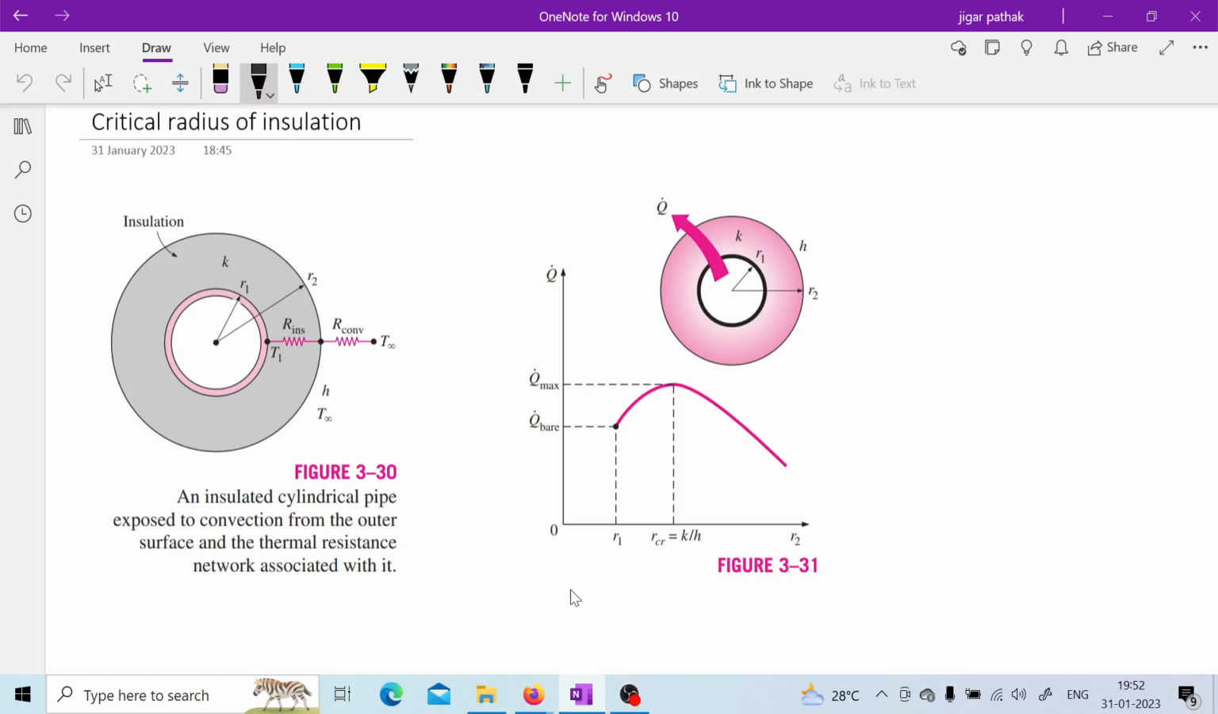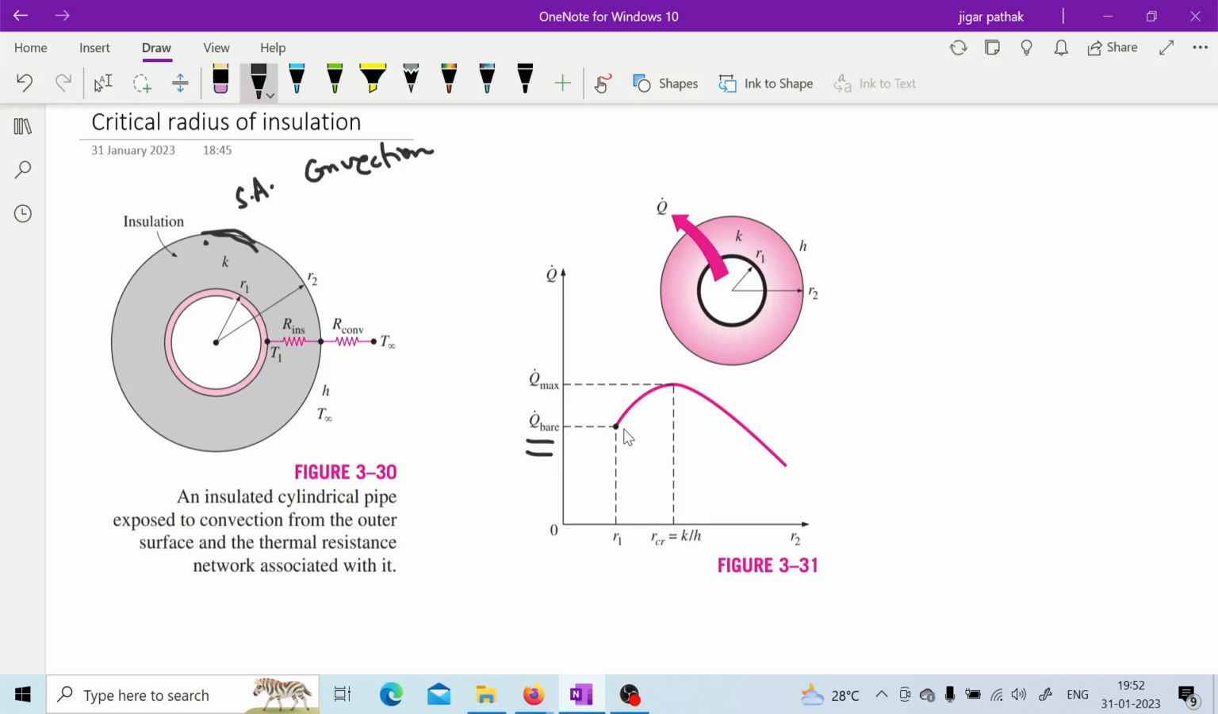But in the case of cylindrical and spherical geometries, it is not so. When you add insulation, the conduction resistance increases, but on the outer surface, a larger surface area will be available for convection. So it may happen that the heat transfer may increase, as you can see in this case. Without insulation, this is the heat transfer.